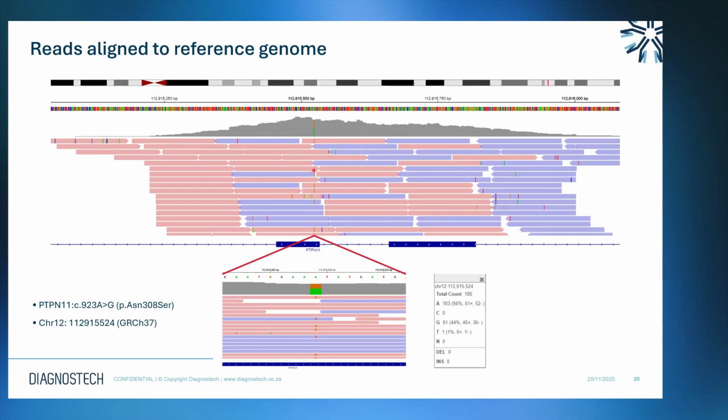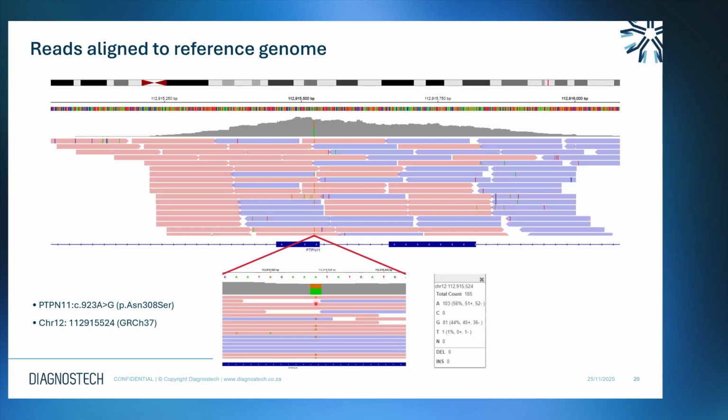So if we go down here, we can see these lines in the reads, and these indicate to us that the base call at this position is different to what the reference genome calls, which therefore means we have a variant. And if we zoom in to this specific variant, what we can see here is we have an A to G variant at position 923 in the cDNA. And this is quite clear.